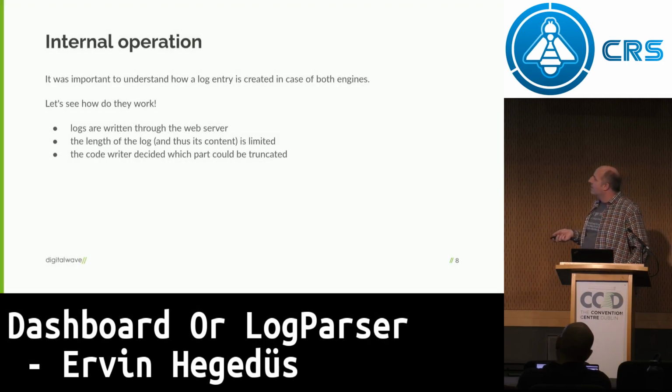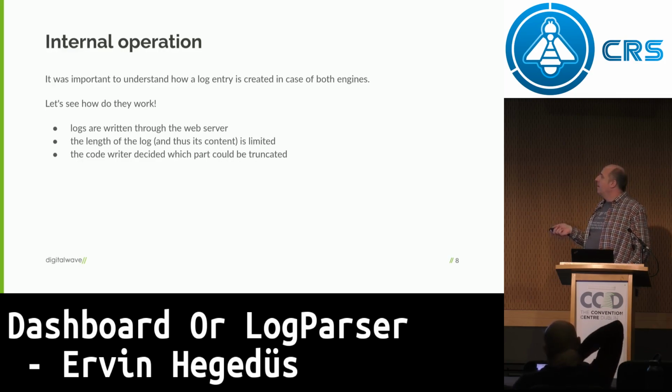Okay, it was important. So first, I had to understand how the log is built. It's very important, and it's not easy as well. So logs are written through the web server. It means the application, the engine, for example, the ModSecurity module in case of Apache, builds a log, and the log is written through the core Apache, not the module. The length of the log is limited, almost in all cases, and the code writer decided which parts could be truncated.